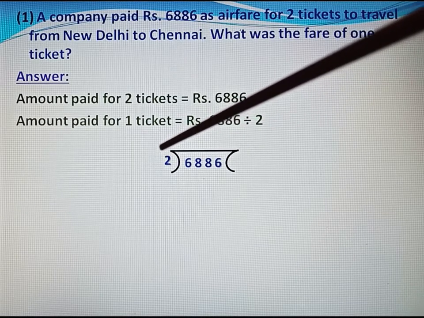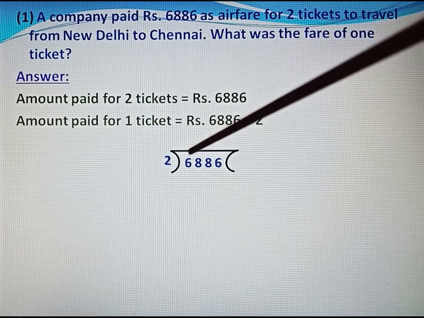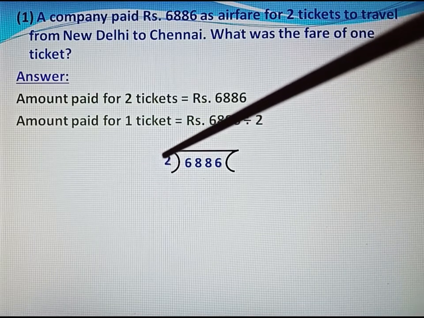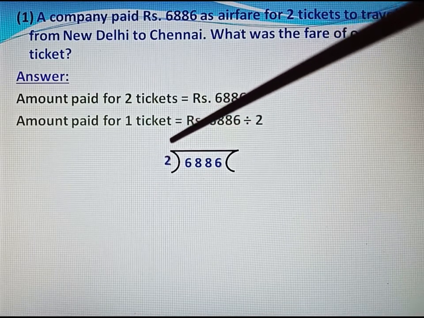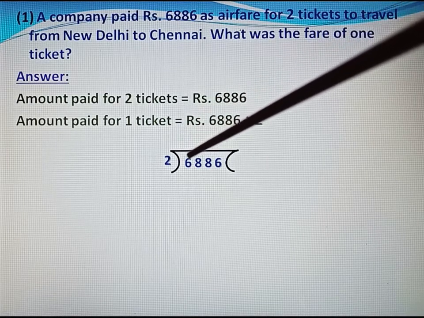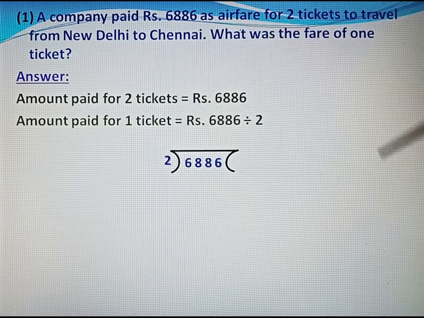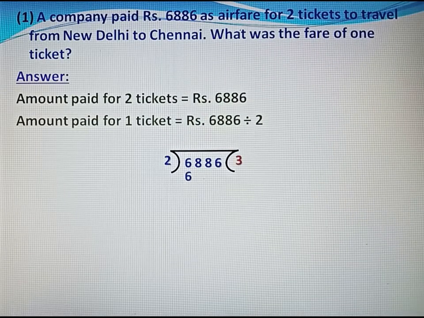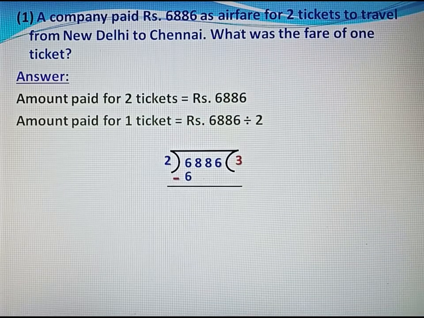Now see, this 2 is a 1 digit divisor, so we will take the first digit in the dividend, that is 6. Now we will multiply this 2 by that number so that it is equal to 6 or less than 6. It should not be greater than 6. So we will multiply 2 by 3. 2 threes are 6, and then we will do subtraction. 6 minus 6, 0, and then we will take the next number, that is 8.